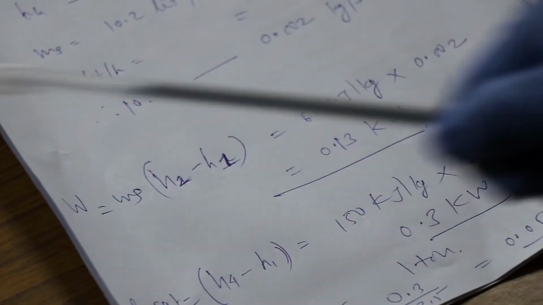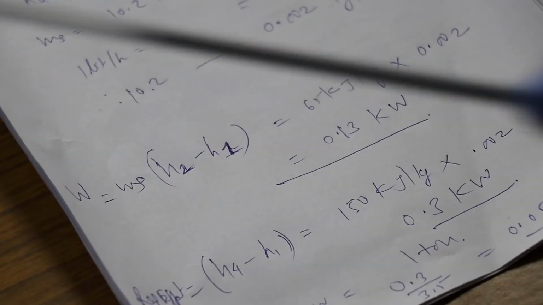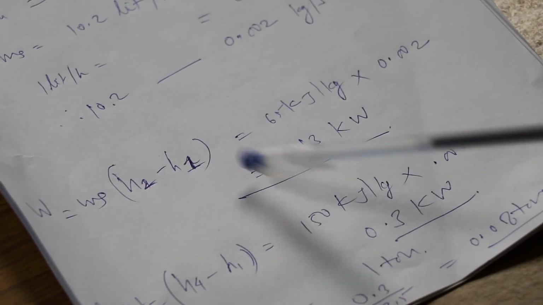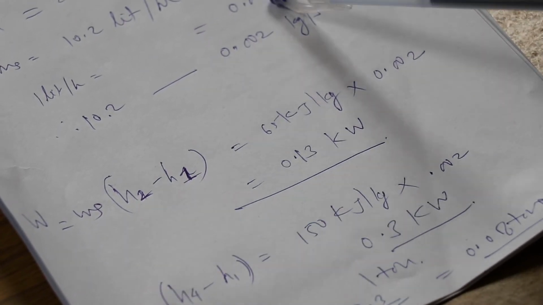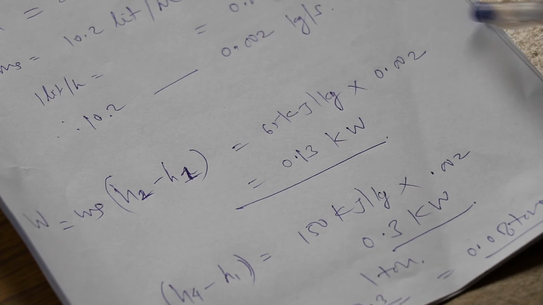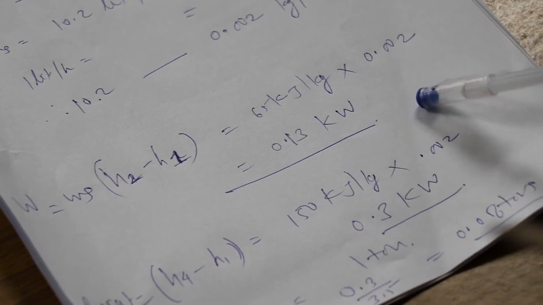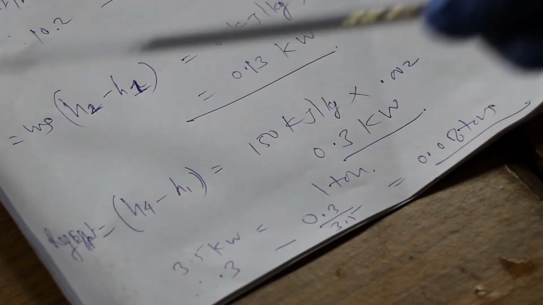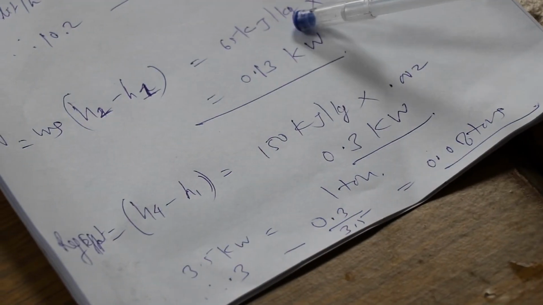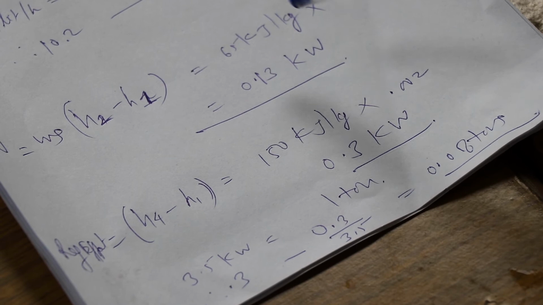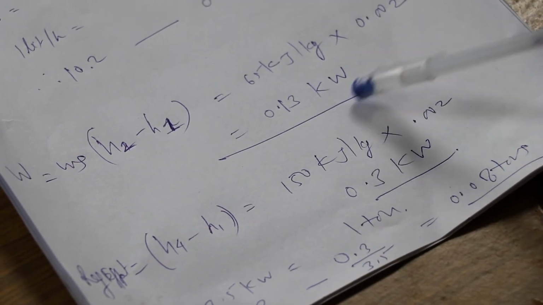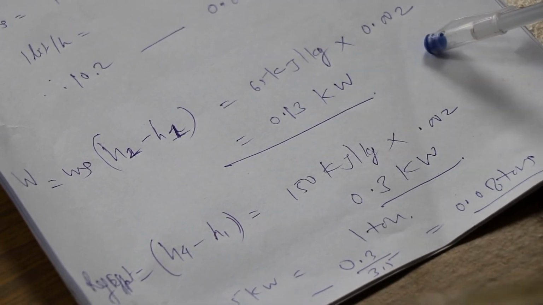So it will be S2 minus H1. This will be the correct one. So S2 minus H1 multiplied by mass flow rate, which is this thing here. So when you do this, this comes out to be 0.13 kilowatt. So for this reading, the work the compressor is incurring to drop the temperature is 0.13 kilowatt only.